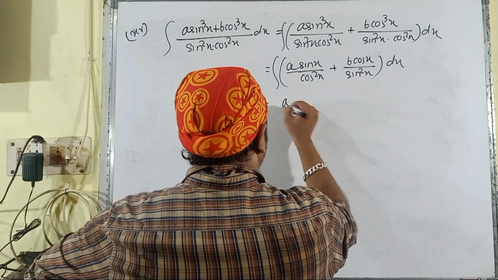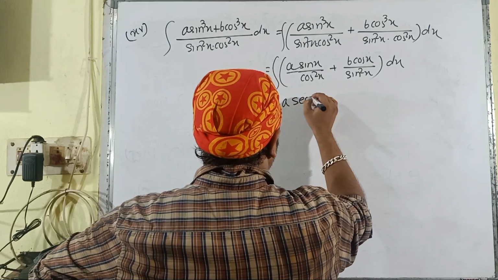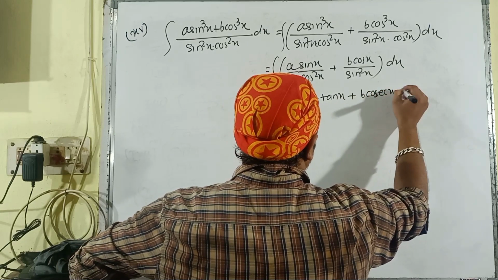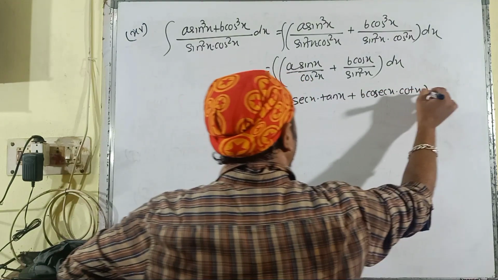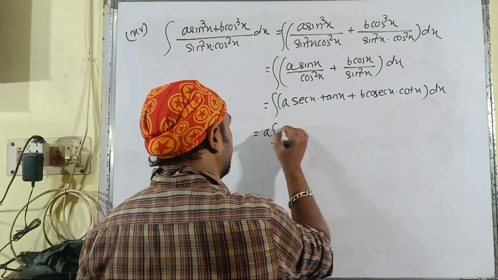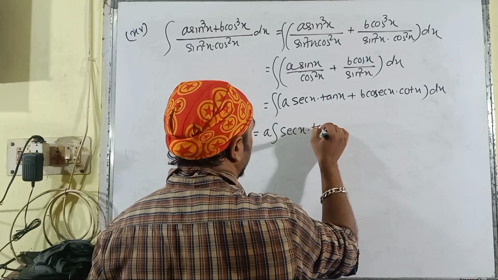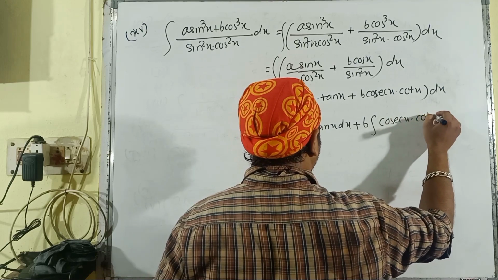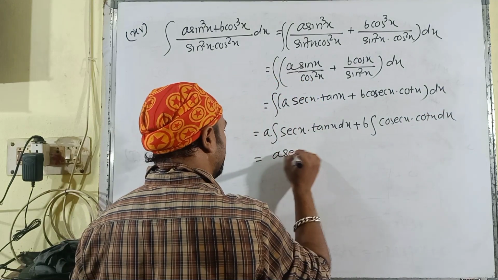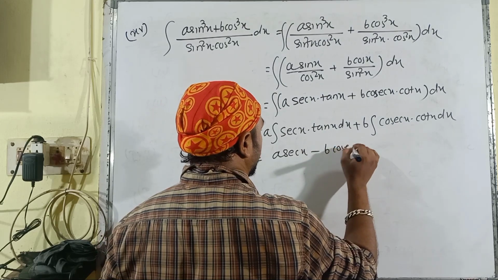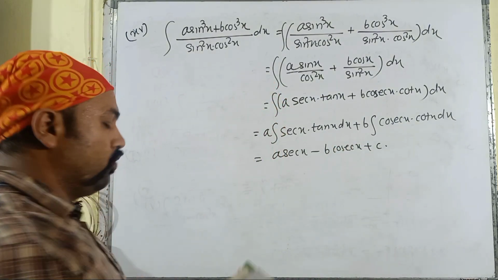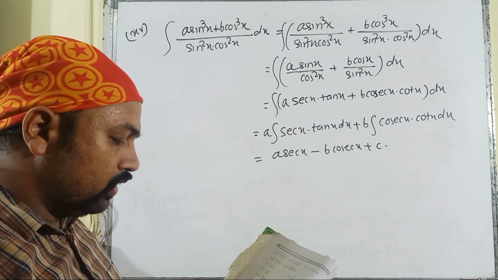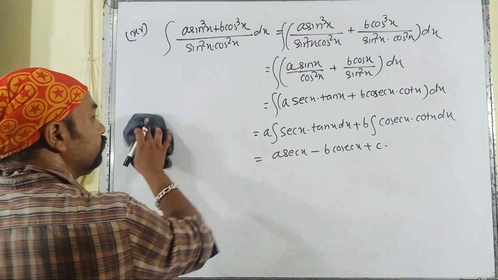Again we are getting here a multiplied with sec x into tan x plus b multiplied with cosec x into cot x. Then applying the algebra of integration, here we are getting a multiplied with the integral of sec x tan x dx plus b multiplied with the integral of cosec x cot x dx. Then it will be a sec x minus b cosec x plus any constant c, which is the answer for 15th bit of number 2. Then moving to the 16th bit of number 2.